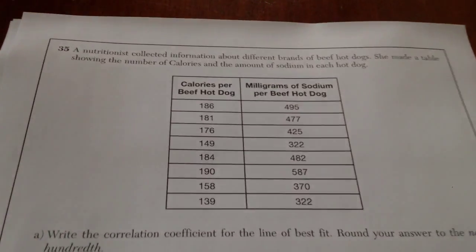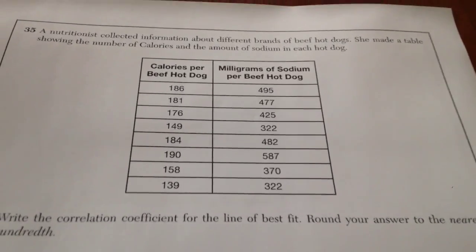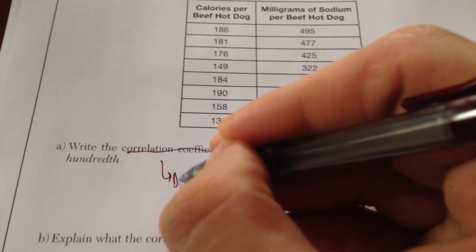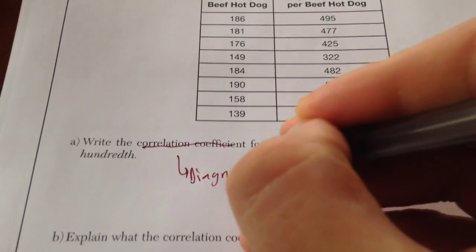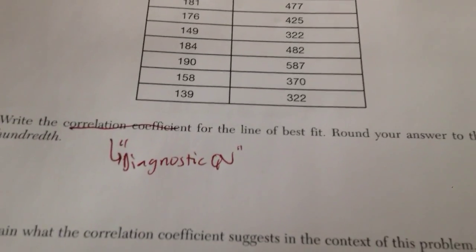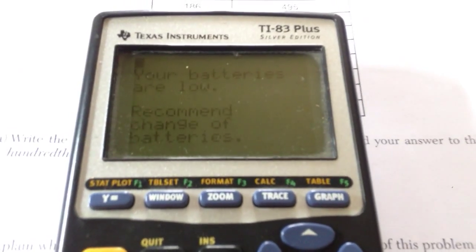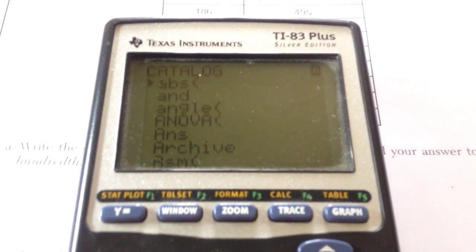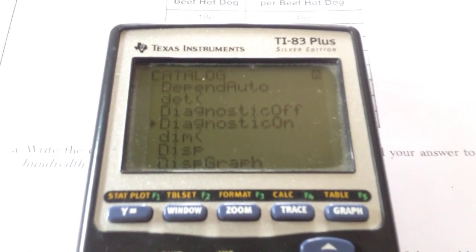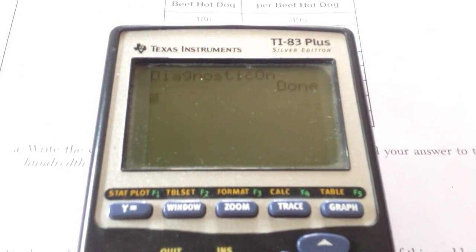For number 35, this is a calculator problem. I'm going to put all of this information into my lists. They're asking for correlation coefficients, so I'm going to make sure that my diagnostic tools are on. So I'm going to go to catalog. I'm going to jump down to the D's. I'm going to scroll to diagnostic on, hit enter. It should say done.